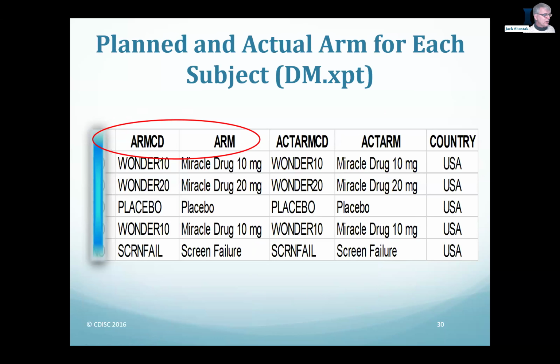In the SDTM, there's also very useful information on treatment arm. And there are synonyms. So there's an arm code, which is the short name for what the arm is, what the person was treated with. And then there's an actual arm code and an actual arm, because sometimes people do not receive the treatment they were randomized to. So that's there for you in the demographics data set as well. Very useful if you're trying to do treatment comparisons, obviously.